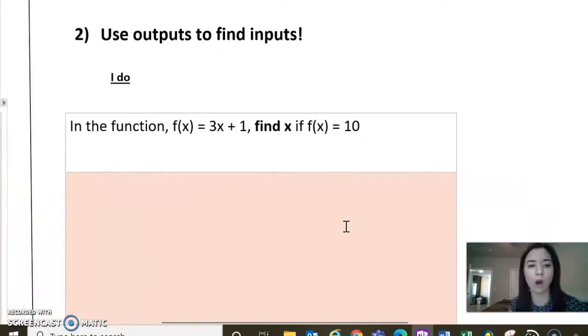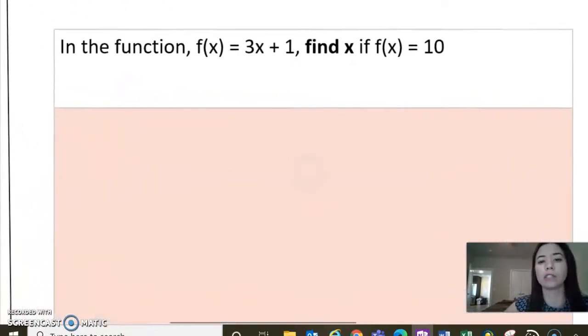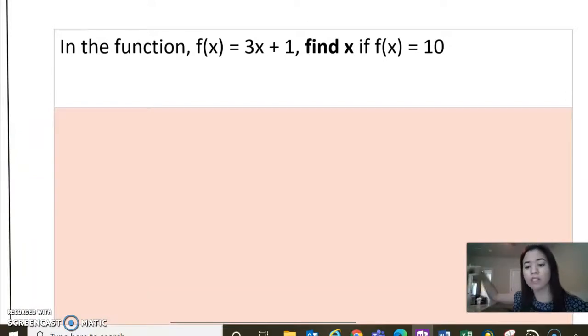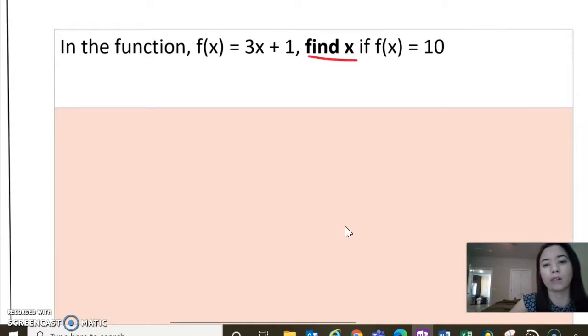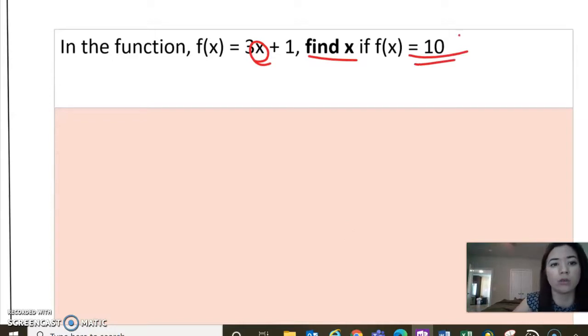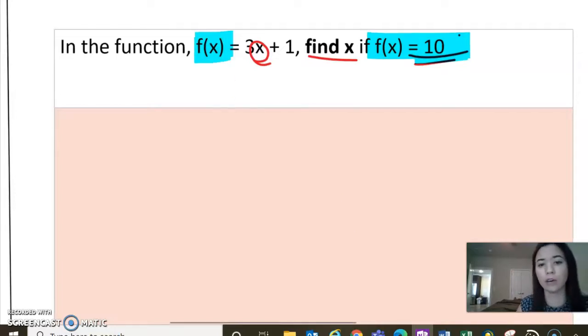So this is using outputs to find inputs. So I'm telling you what was coming out of my function. We're trying to figure out what we put in. So we're trying to figure out what x was. What was this thing that we plugged in when my function equaled 10? So this means I'm going to take this number and I'm putting it right here. I am telling you, find your input, find the thing we plugged in to get out a 10.